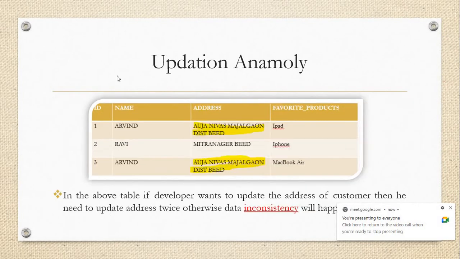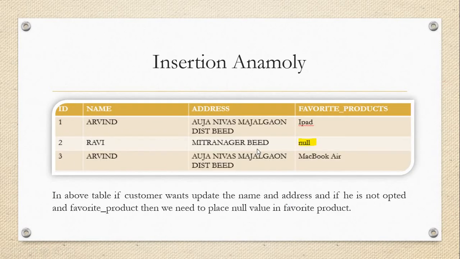So we covered the updation anomaly. In that we discussed how our program faces the error, how we get the inconsistency, and what the reasons behind that are. So this is about the updation anomaly. Now we'll discuss the insertion anomaly. We are discussing only the problems without normalization.